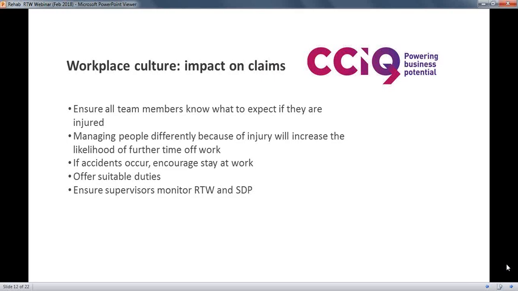And as part of that culture, and not just from the written paperwork side of things, but from how it is managed, and how staff and management interact, then there's going to be that encouragement to stay at work, and as part of that, offering suitable duties where reasonable, where possible, and supervisors playing a big part in keeping that connection with the workforce and the business.